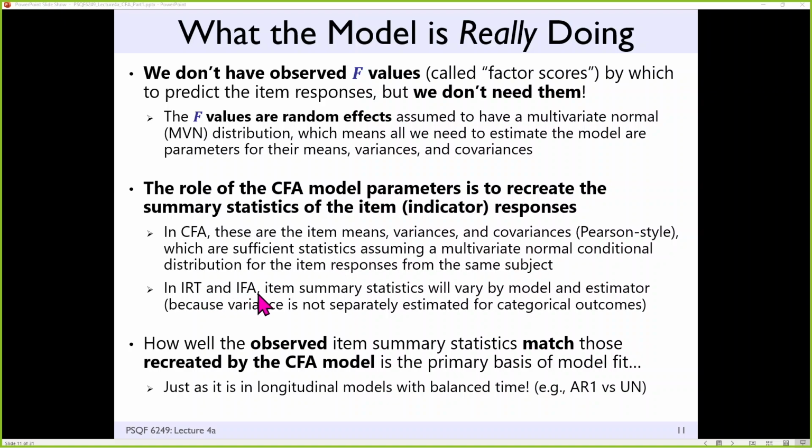In IRT and IFA, it's the same principle. The purpose of the model is to recreate the relationships among the items. The only catch is that how those associations are measured is going to differ because they have to differ in categorical data, and because it differs by the type of estimator, whether you're operating on the full contingency table of all possible categories or whether you're operating on a summary of it, a polychoric correlation matrix.